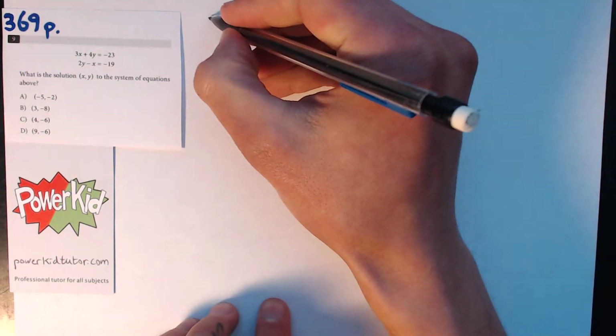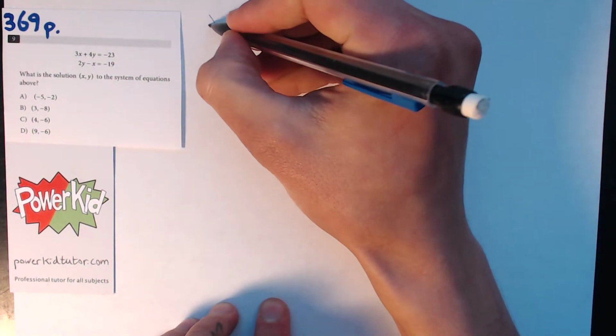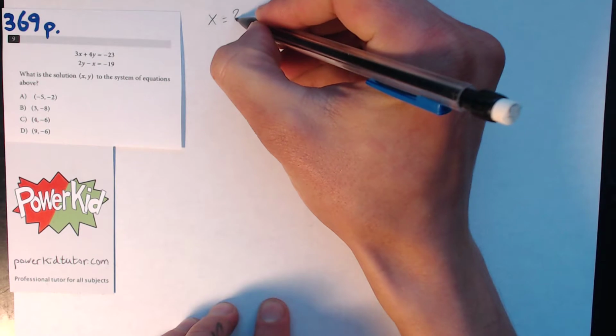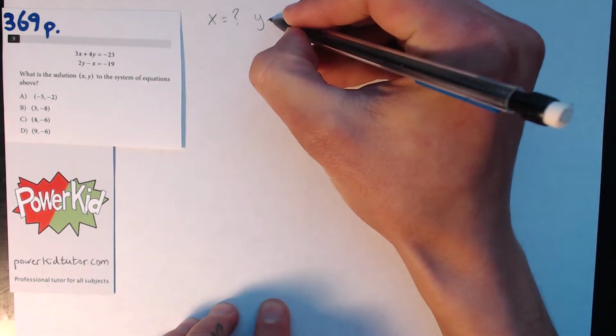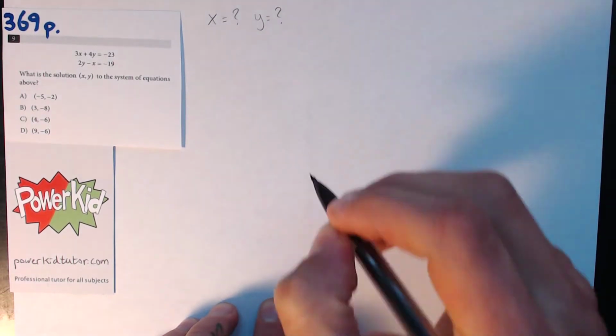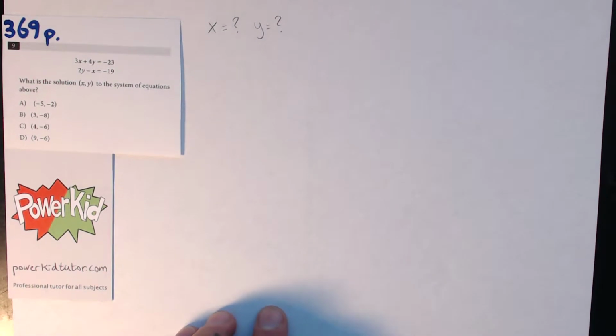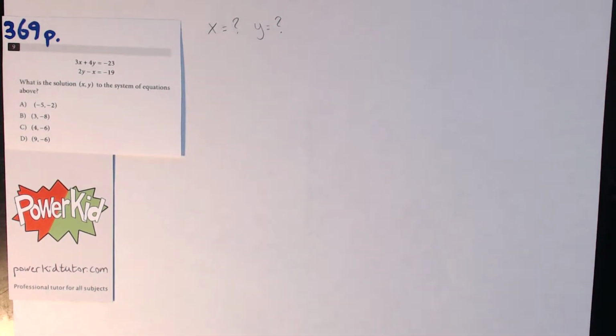When they say x comma y, what is the solution? They mean x equals question mark and y equals question mark. We just want to know what x and y both equal. Now this is a system of equations. The test has a lot of systems of equations on it.